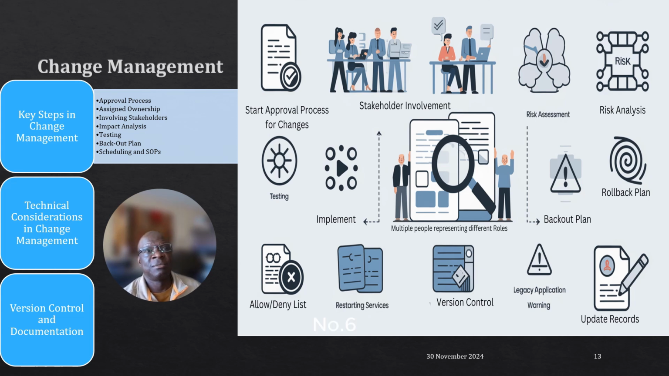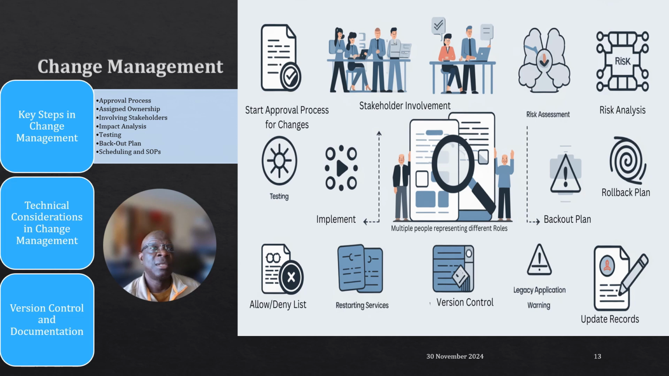Number 6, the backout plan. It's essential to have a backout plan in case something goes wrong. If the change creates issues, this plan helps you roll back to the previous state with a minimal impact.